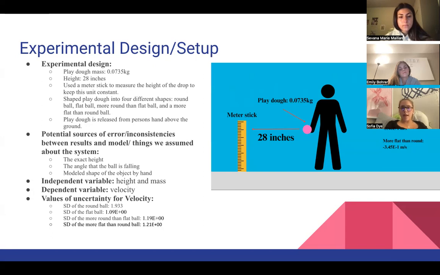And like I said, the Play-Doh was released from the person's hand above the ground. So the independent variable in this case is the height and the mass, as these are kept constant throughout, and the dependent variable is the velocity.